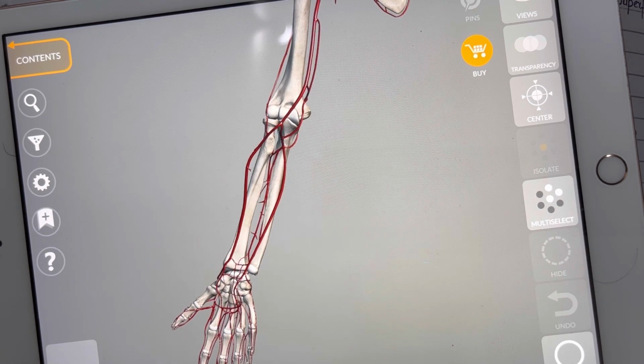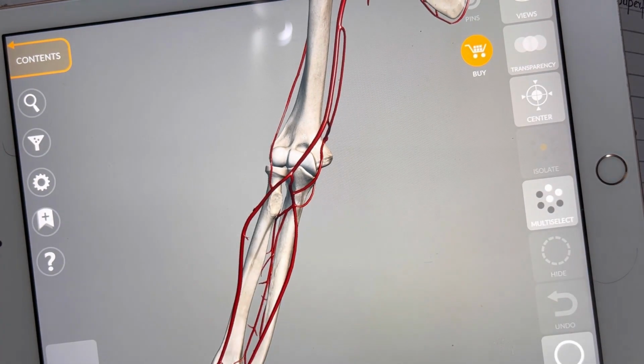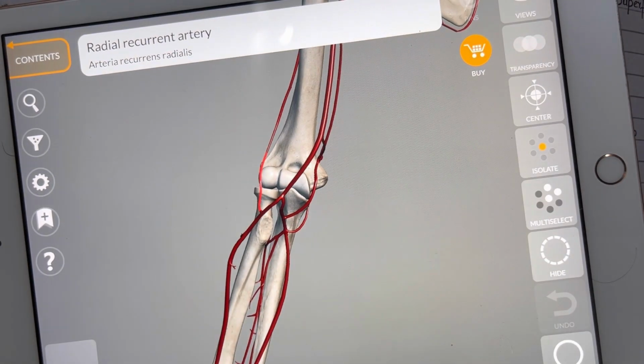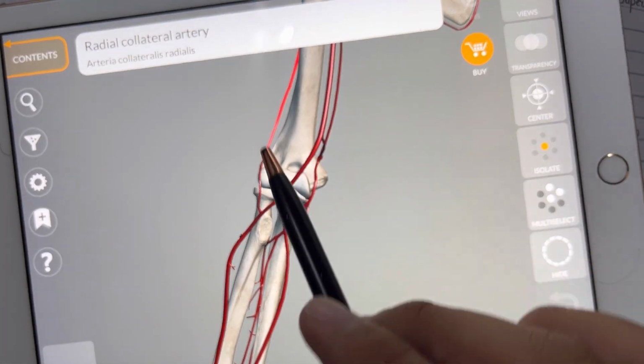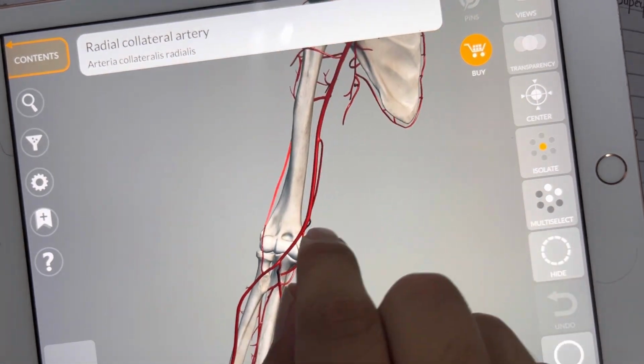Now students, moving toward the blood supply of the brachioradialis muscle. This muscle is supplied by the radial recurrent artery and the radial collateral artery. These arteries are branches of the brachial artery.